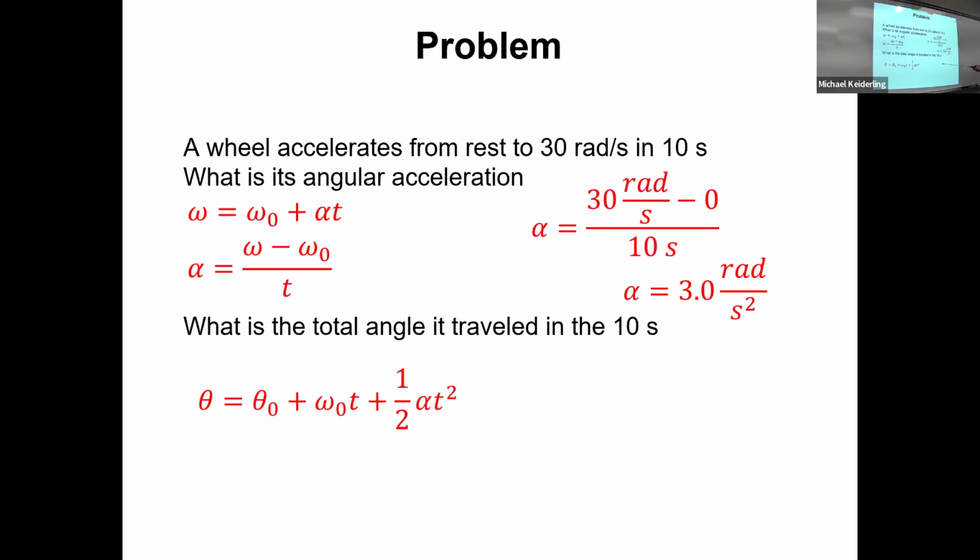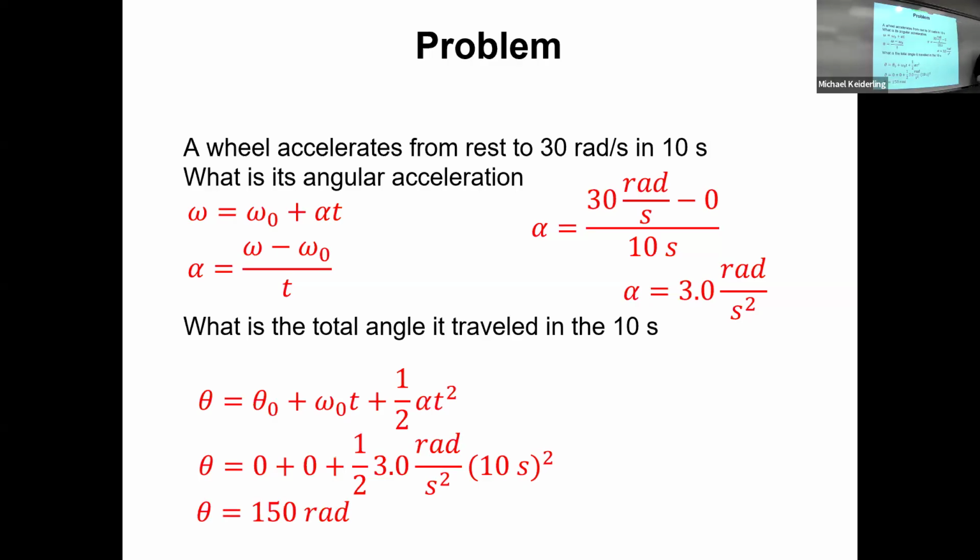Theta is equal to theta naught plus omega naught t plus 1/2 alpha t squared. So theta is going to be 0 plus 0 plus 1/2 times 3 radians per second squared times 10 seconds quantity squared, which is 150 radians.